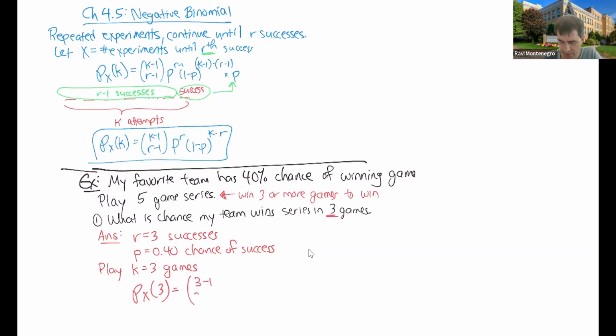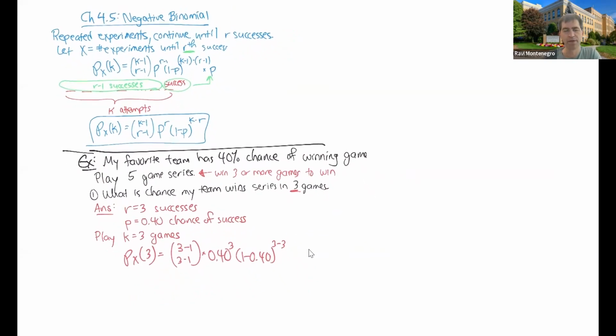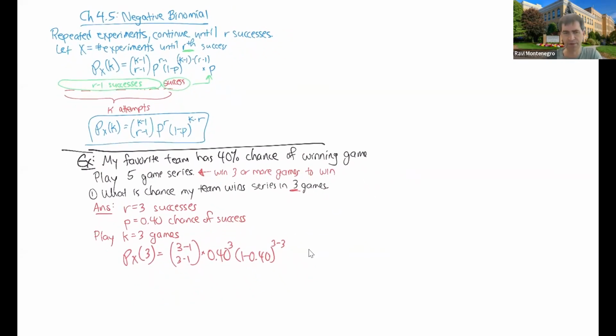choose r minus 1, times p to the r, 1 minus p to the 3 minus 3. And we're going to need to calculate a few of these numbers.